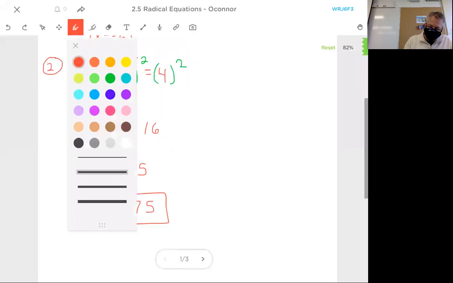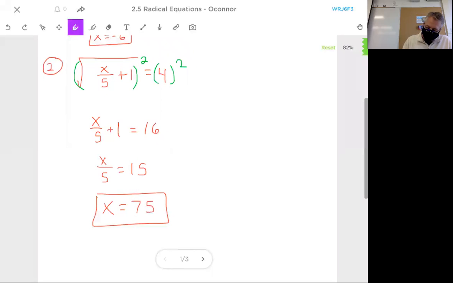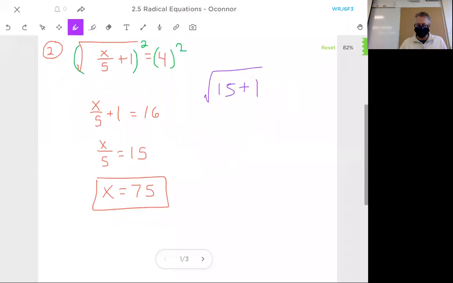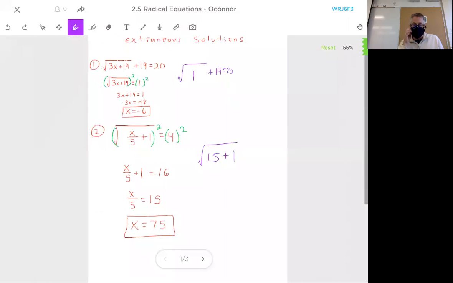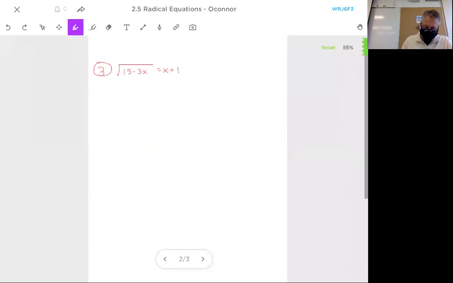All right, again, we should double check. So we have the square root of 75 divided by 5 is 15 plus 1. That's the square root of 16, which does equal 4. It checks out, and so 75 is good. All right, any questions on the first page? Okay, then we'll keep rolling here.